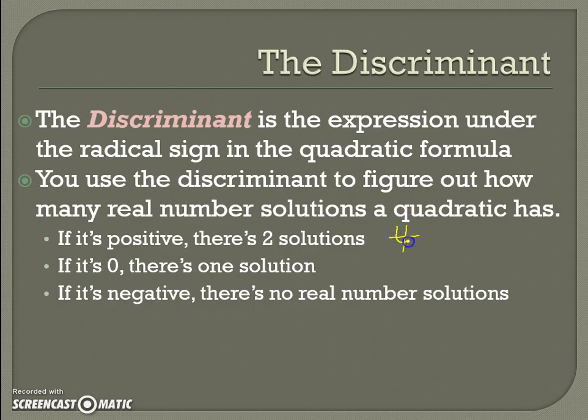Positive means that the graph's going to look like this. If it's 0, it means it's going to just touch the x-axis. And if it's negative, then that means it never touches the x-axis. All right, so that's what the discriminant tells us.